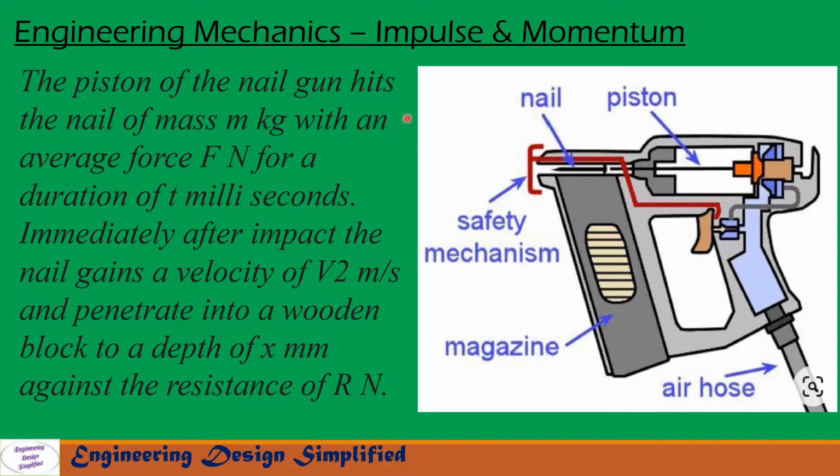The piston of the nail gun hits the nail of mass m kg with an average force F newtons for a duration of t milliseconds. Immediately after impact, the nail gains a velocity of v2 meters per second and penetrates into a wooden block to a depth of x millimeters against the resistance of the wooden block of R newtons. Basically, the piston hits the nail and the nail is shot into the wooden block like a projectile. Let's see in the coming slides how to deal with this kind of problem.